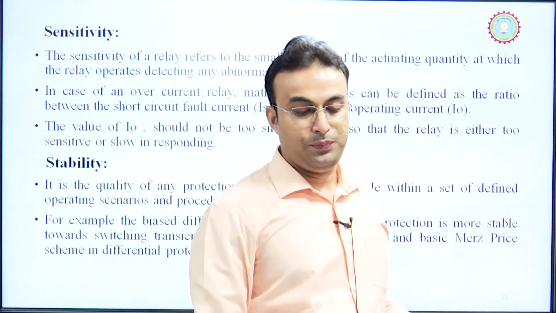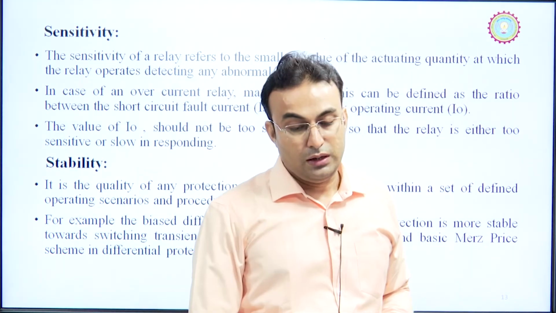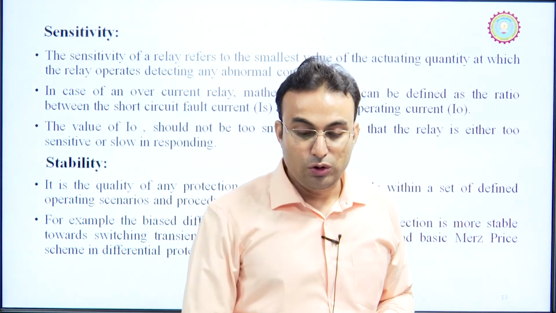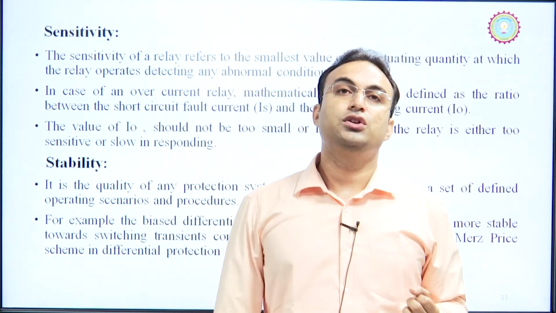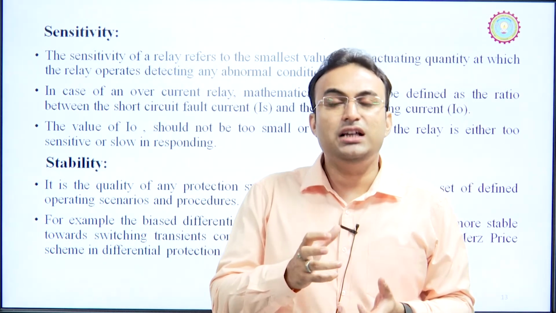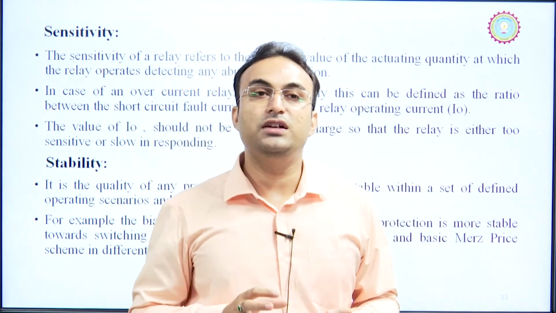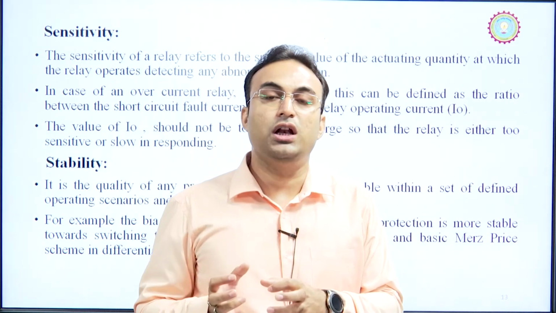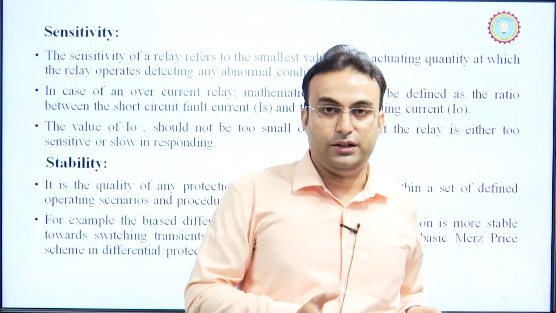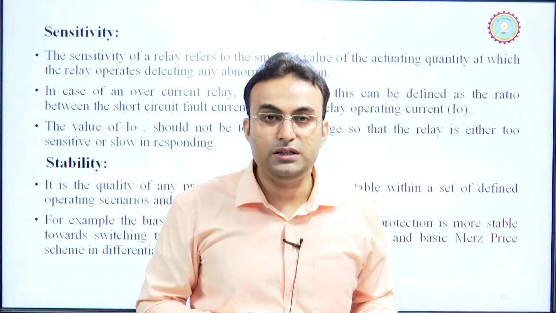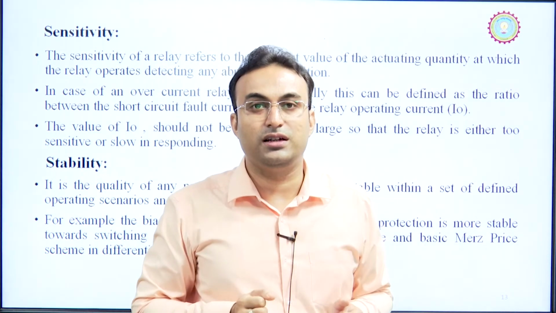Now, the sensitivity. The sensitivity of a relaying refers to the smallest value of the actuating quantity at which the relay operates during the abnormal condition. So, sensitivity refers to the smallest value of the actuating quantity or the smallest value of the error, so that this error will be transformed at the output stage. So, you can say sensitivity is the smallest value of error that can be detected by the relaying system.